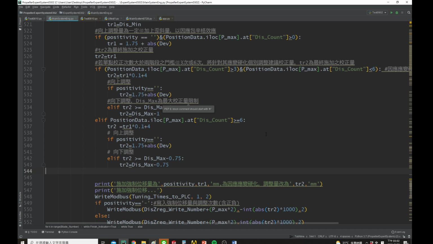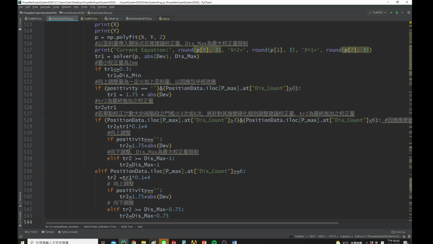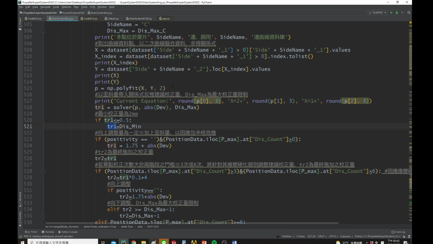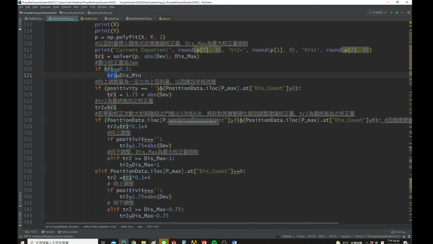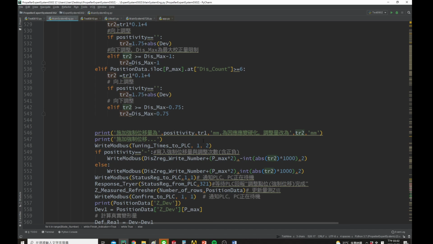But okay, so we come back to this part. If the original value of displacement is TR1, and then after our adjustment, we define the value after adjustment as TR2. So TR2 is the final value that we give to the machine. So TR2 is after our adjustment.